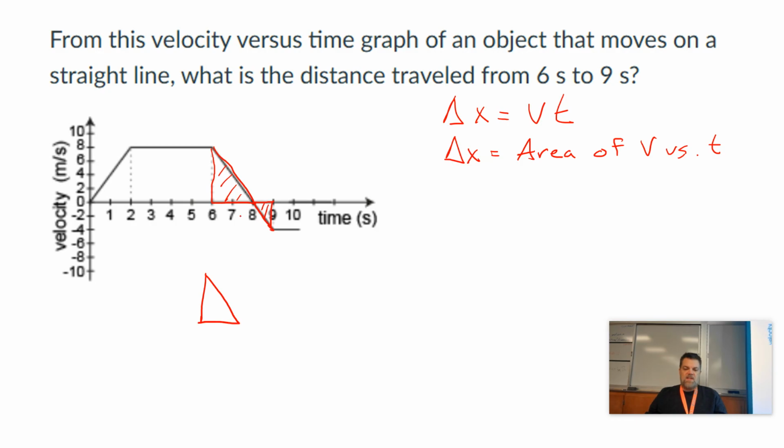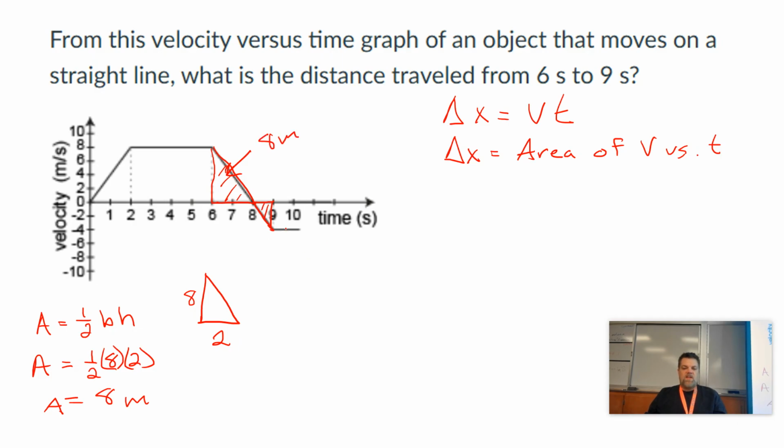This is a positive. The base from here to here is 2. And then from 0 to 8, so that's 8 units. And so to find the area of this, I'm just going to say the area of a triangle is equal to 1/2 times the base times the height, or 1/2 times 8 times 2. Well, 8 times 2 is 16, right? And then 1/2 of that is just 8. So that means that this area right here, the distance traveled here, is a positive 8 meters.